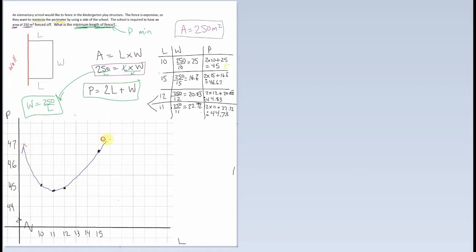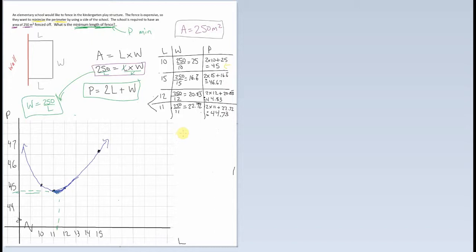And I can see it goes something like this. And the bottom of the dip here, it's probably the lowest right around here. Maybe around about 11 and a half. Okay, so we're trying to figure out the minimum perimeter and it's somewhere around here. So it's approximately a length of 11 and a half, and we could figure out the width.